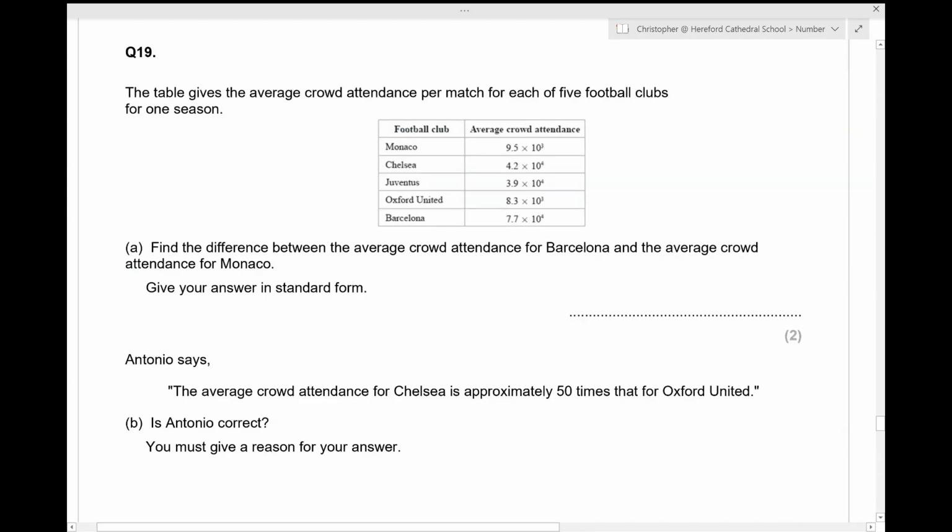Question 19. I've got to find the difference between the average crowd attendance for Barcelona and the average crowd attendance for Monaco. Well, that's going to mean that I need to do 7.7 times 10 to the 4 minus 9.5 times 10 to the 3. Put that in my calculator, and I get the answer 67,500. And I need to put that in standard form, so it's 6.75 times 10 to the power of 4.